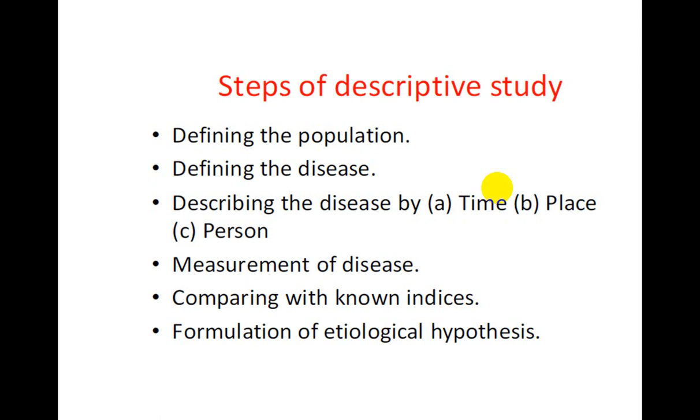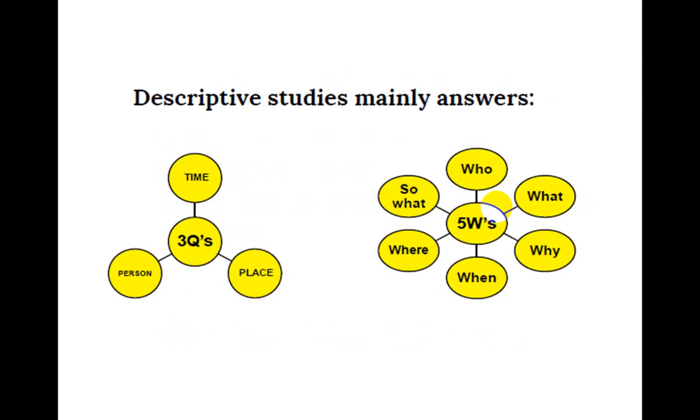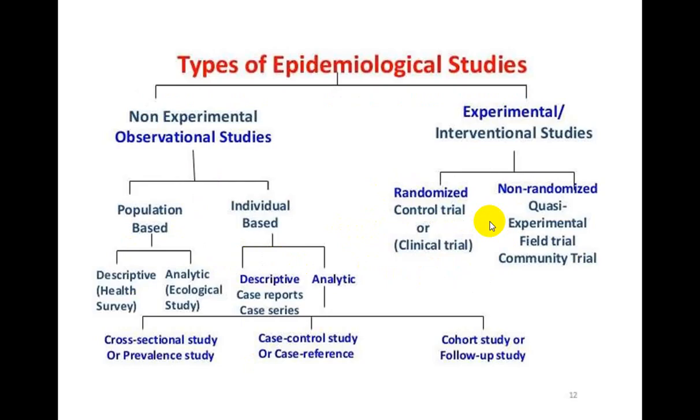Steps of descriptive studies: six points are important: defining the population, defining the disease, describing the disease by time, place, and person, measurement of disease, comparing with known indices, and formulation of etiological hypothesis. These are the main answers. The 3 questions are time, person, and place, while the 5 W's and 1 H are who, what, why, when, where, and so what. And these are the types of epidemiological studies.